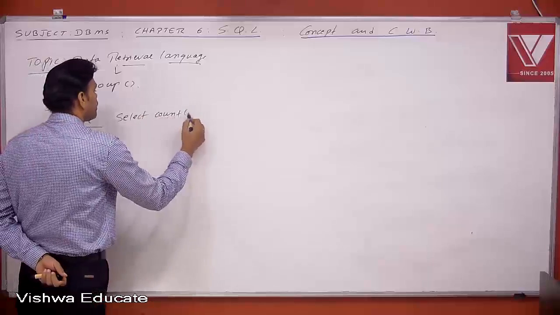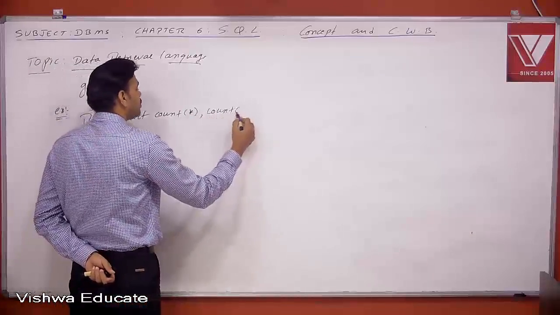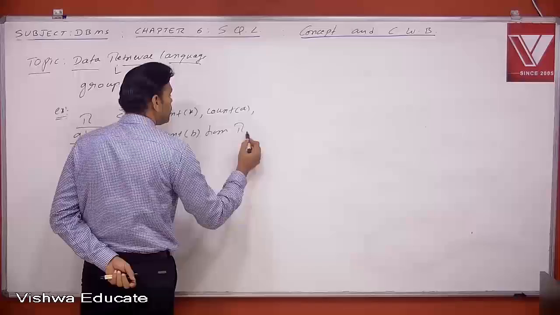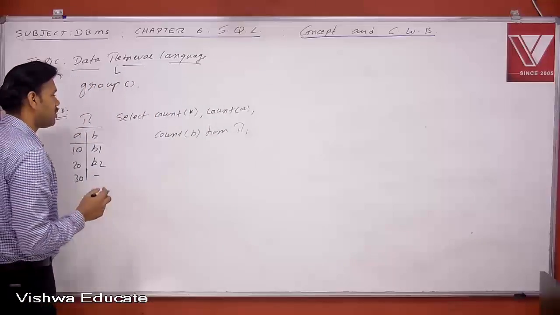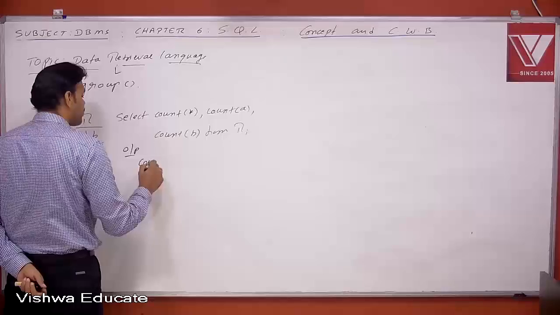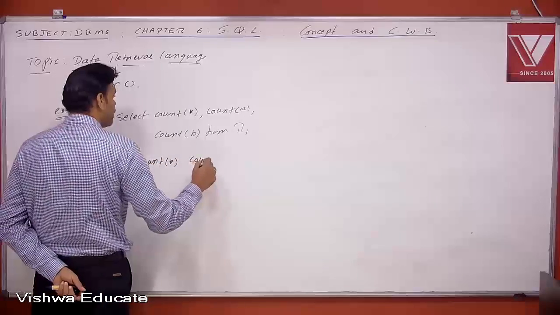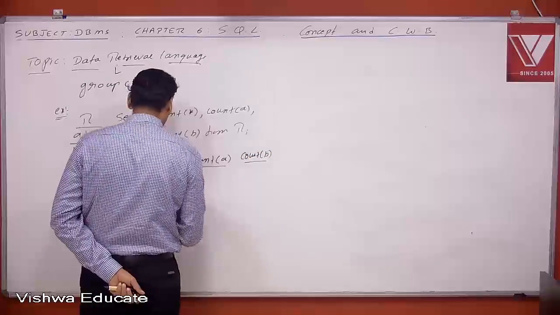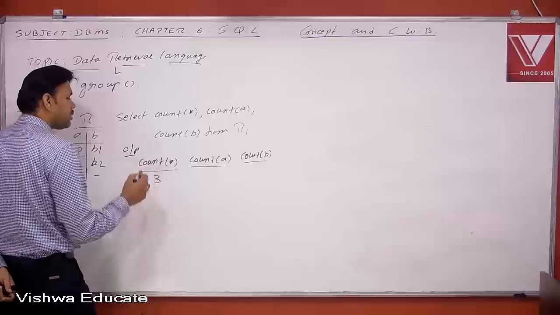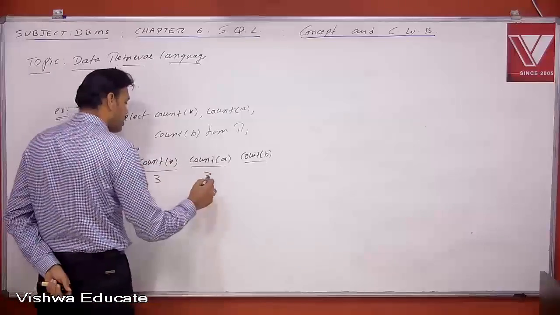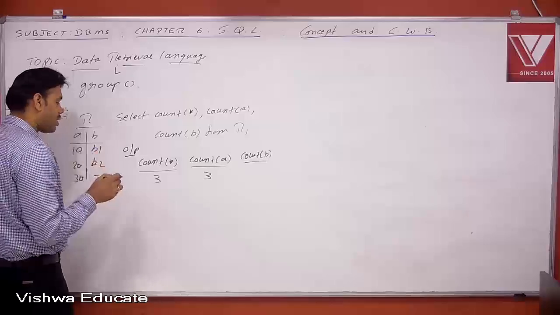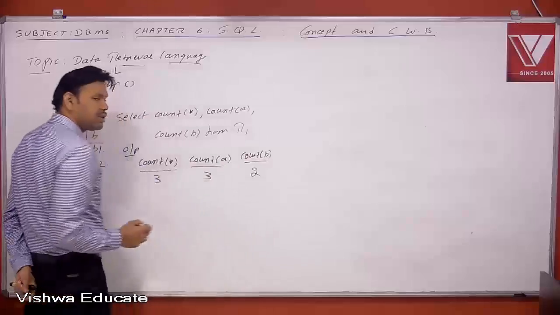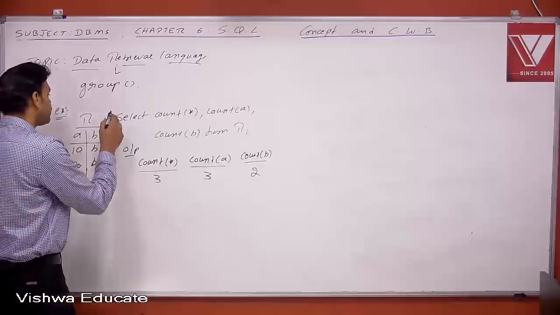Select count star, comma count of A, comma count of B from R. You can use any number of multi-row functions at a time. So what is your output? You will get count star, count of A and count of B. Count star is all the rows, 3. Count of A means 3 rows are there. Count of B, you observe carefully: value, value, but no value for this. As I told you, group functions ignore what? Nulls. So you are going to get 2.